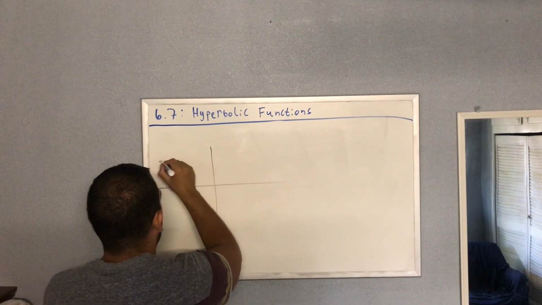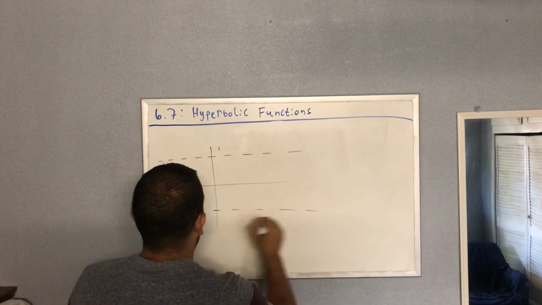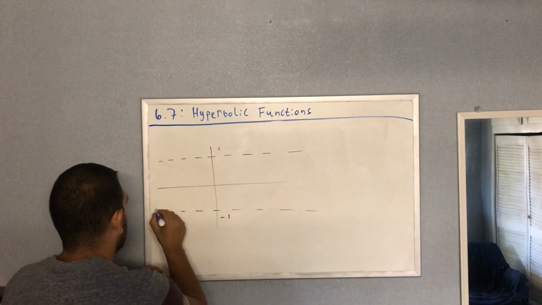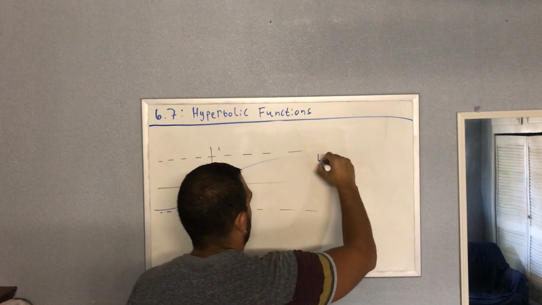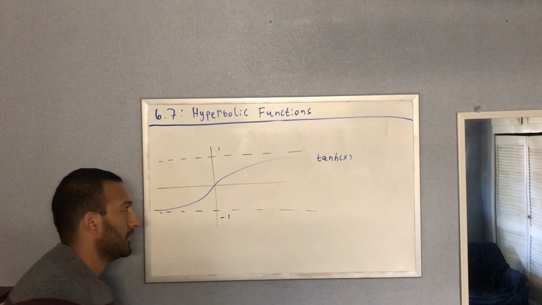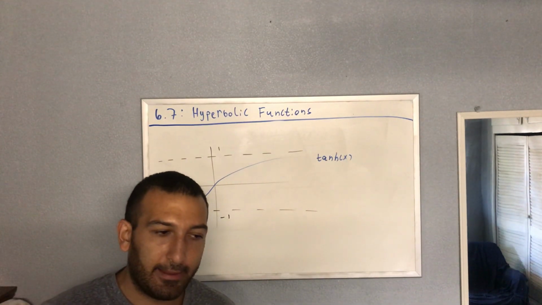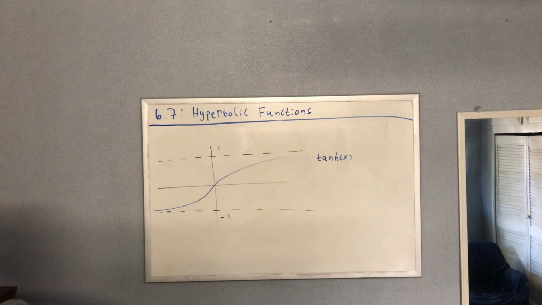So now 1 and negative 1 are the horizontal asymptotes. The function kind of looks like this. So this is hyperbolic tangent. Okay, and then you could do this for the other ones as well, but we don't care too much about that. We do care about them, but they're easily understood after we know these.